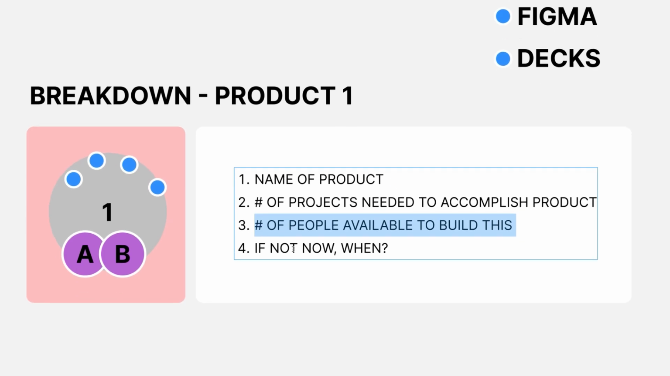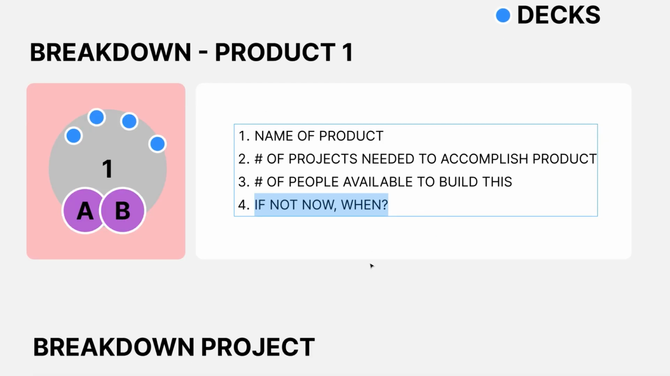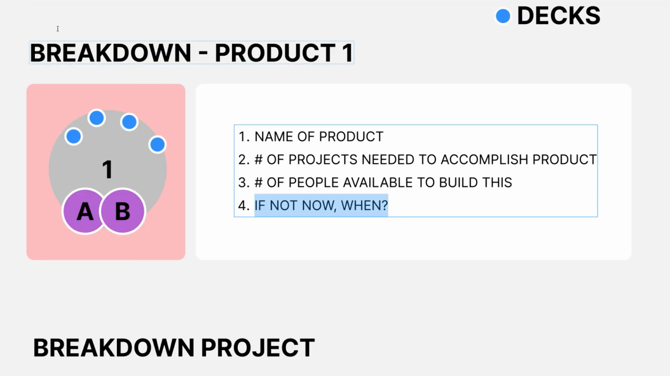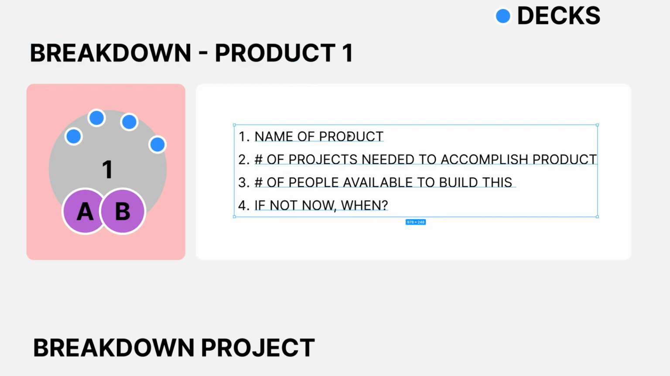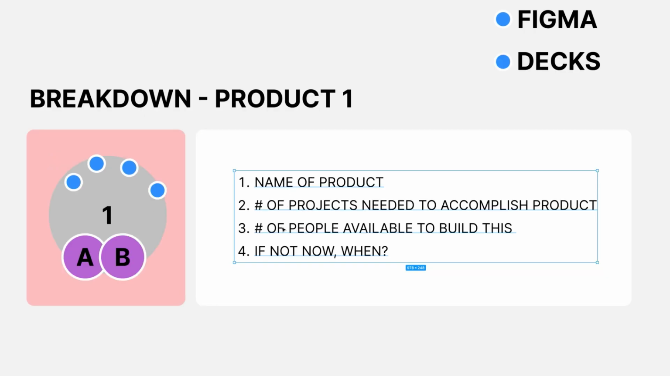Then there's: if not now, when? If we're not going to do all this stuff now, when would we do it? And then you do scaffolding and you understand how to break down things and keep going. So that's breaking down a product. If you're not going to do it now, when are you going to do it? What's the name of it? How many projects are needed? And just thinking high level about these things, right? We're talking about product and design operations.